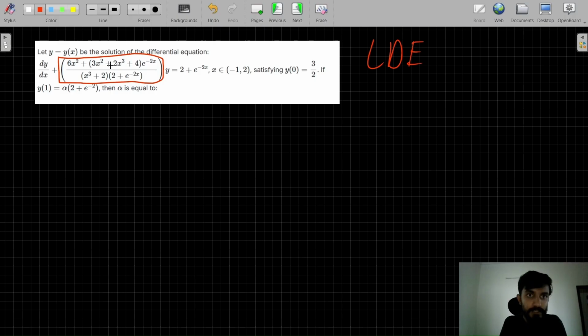It looks quite daunting at first because we have e power minus 2x plus some x square, x cube terms. So we have a polynomial multiplied by e power minus 2x in numerator and denominator. This makes it quite tricky. But okay, hear me out. If we only had this numerator here and the denominator was not there, then solving it is possible, right?